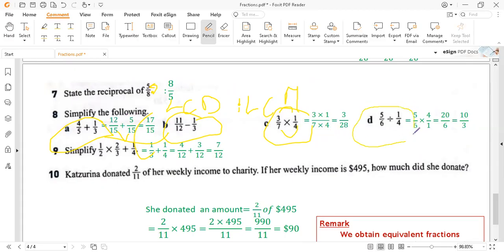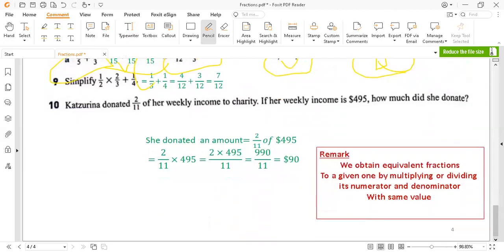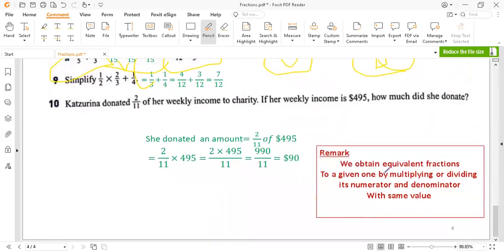What about the division? For the division of two fractions, first of all we convert from division to multiplication. We multiply the first fraction by the reciprocal of the second one, and then we proceed as multiplication: numerator by numerator, denominator by denominator. We should know finally that we obtain an equivalent fraction to a given one by multiplying or dividing its numerator and denominator by the same value.